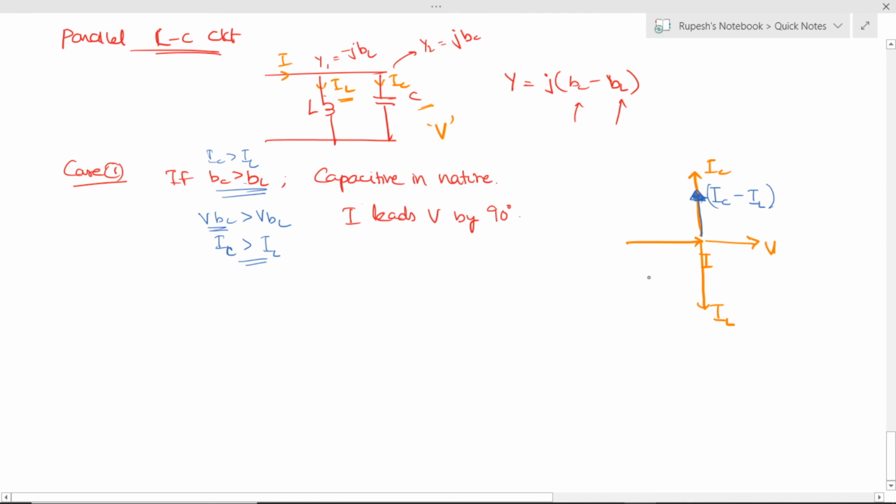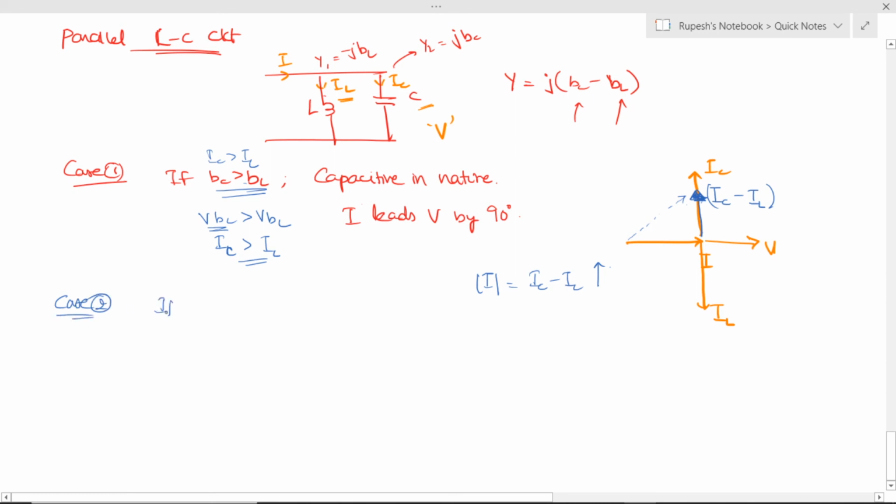Am I not true? Yes, it is in the upward direction. That is, the mod of the net current will be IC minus IL, which will be in the upward direction, and will be like this.